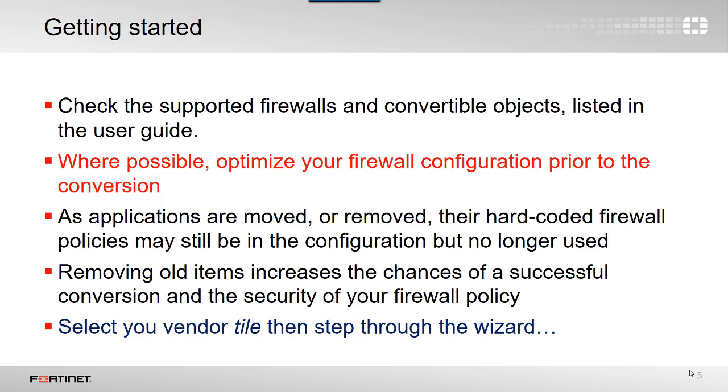So just a few reminders. Always make sure that you do check the supported firewalls and convertible objects listed in the user guide. That changes. We add vendors, we add new releases, and we can obviously add vendors based on support requests where possible. Always, prior to migration, optimize your configuration. It's not an auditing tool. It's not going to optimize your rule sets like many security policy management products will do. It's really the mechanics of migrating from Juniper or Checkpoint to FortiOS.